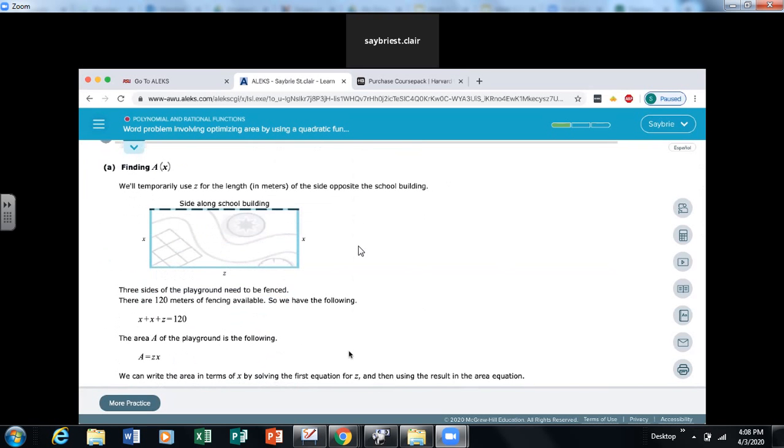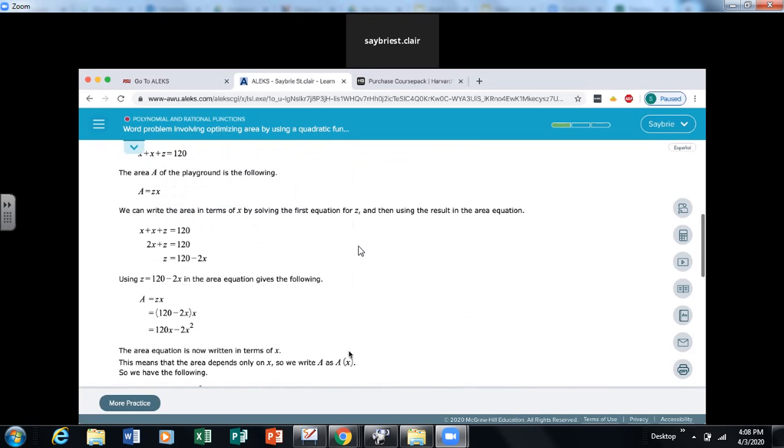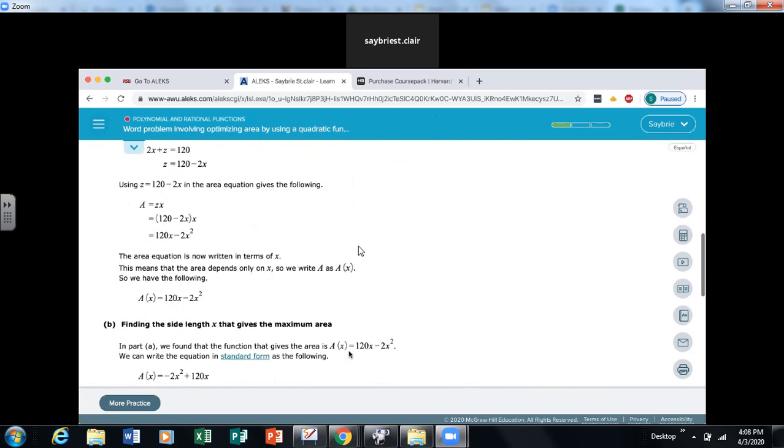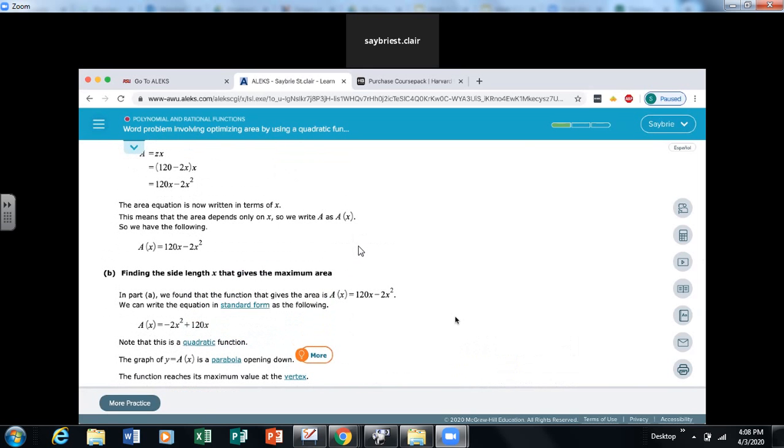So the equation x plus z equals 120, and then a, and you solve for z. Okay, I remember doing those a little bit. 2x plus z. And then you solve, and then you plug in one into the other. I remember. So z equals, and you plug that into that. Okay, I remember that. And then maximum.